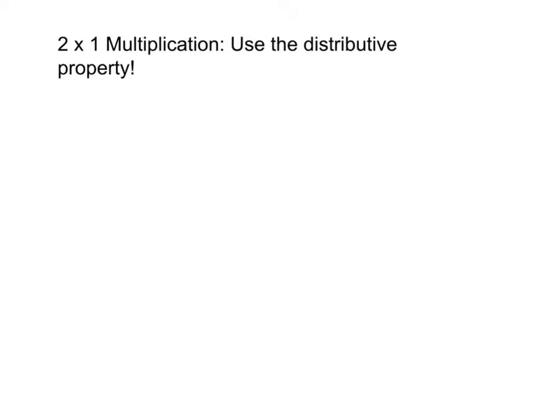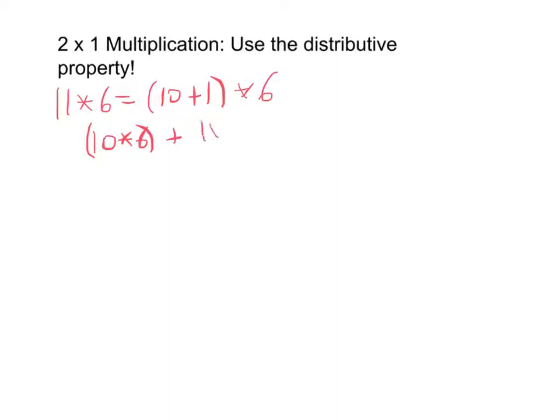So we'll begin with some practice with multiplying 2-digit by 1-digit. Let's start with a simple problem. Let's start with 11 times 6. So we break that up into 10 plus 1 times 6. So we'll say, using the distributive property, 10 times 6 plus 1 times 6, which equals 60, plus 6 equals 66. Okay? So let's just practice that method, and we'll get into more complicated ones in a minute.